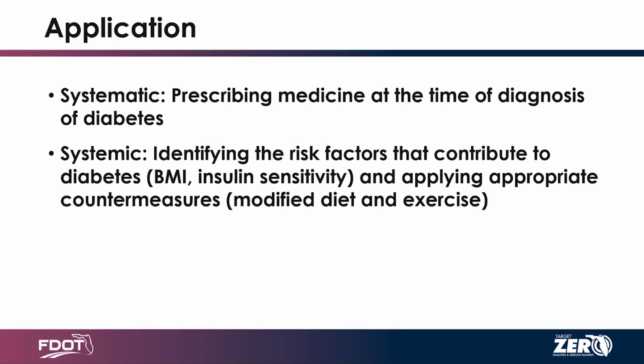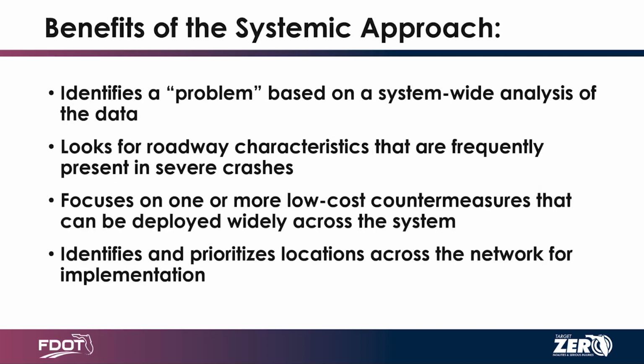The same way on our roadways. So the benefits: it identifies a problem on a system-wide analysis based on a variety of data. It looks for roadway characteristics, surrounding area characteristics. It focuses on one or more low-cost countermeasures. Now, as I said earlier, with the risk-based method, they might be high dollar, and you're going to use that risk-based on the project level. Then it identifies and prioritizes locations across the network for implementation.